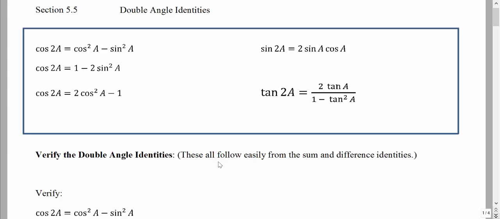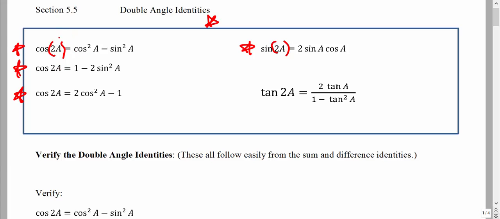There are 5 double angle identities that we want to be very familiar with. There are 3 identities for cosine and 1 for sine. And we call these our double angle identities because the input for both sine and cosine is a double angle. So it's some angle A and it's twice that angle.